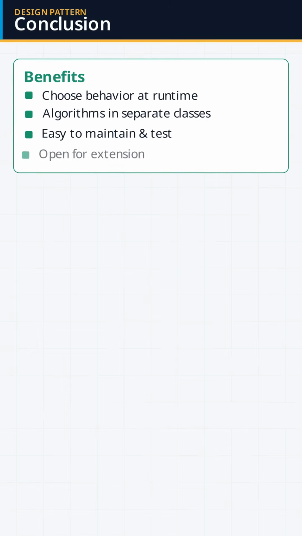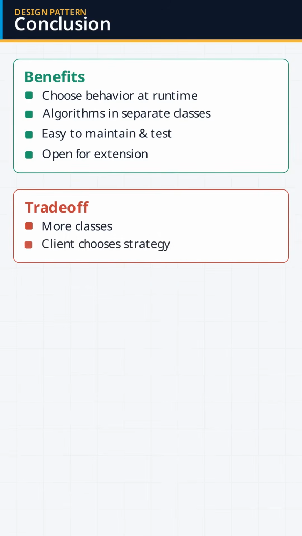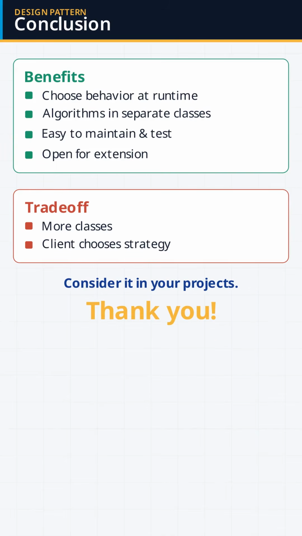In summary, use the strategy pattern when an object needs interchangeable behavior, and when you want to add new behavior without rewriting old code. The trade-off is that the number of classes increases, and the client must choose the right strategy. But for growing systems, this pattern keeps the design cleaner and easier to evolve.